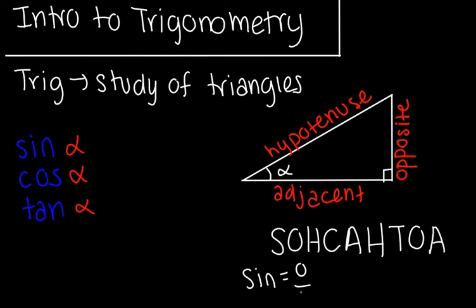So O over H. What does CAH mean? Cosine is equal to A, which stands for adjacent, over H, which is hypotenuse again. And TOA: tangent is O over A, or opposite over adjacent. So these are the three main functions which we just stated here. So sine of alpha is equal to the opposite over the hypotenuse.